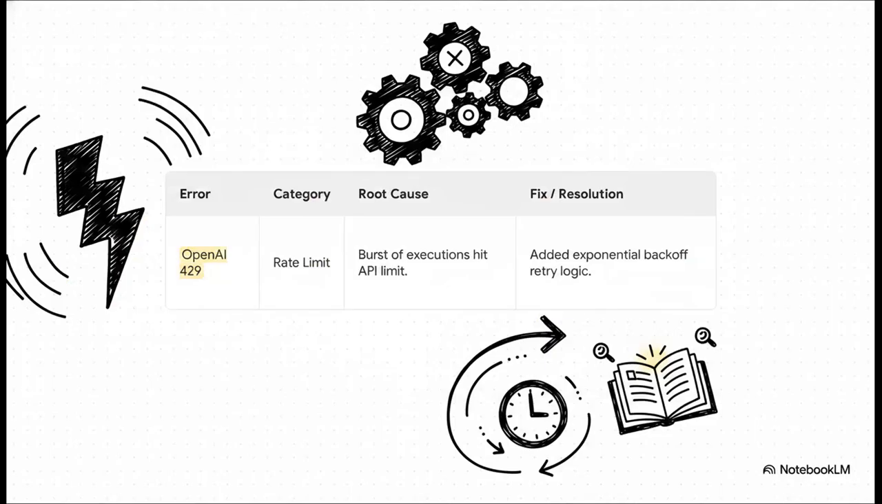And here's a perfect real-world example of why that matters. Say you get an OpenAI rate limit error. Happens all the time. The catalog tells you the root cause was a burst of requests hitting the API limit all at once, and it even gives you the fix. Add some retry logic. This is exactly the kind of practical, time-saving knowledge base that can save you hours of debugging.